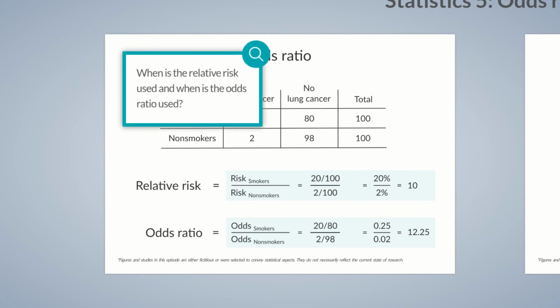You're probably wondering where the difference lies when it comes to applying these two measures. When is the relative risk used and when is the odds ratio used? We'll be discussing this in Part 7 of our series on statistics. Before we do that, we'll show you some tricks used to calculate the odds ratio in Part 6.